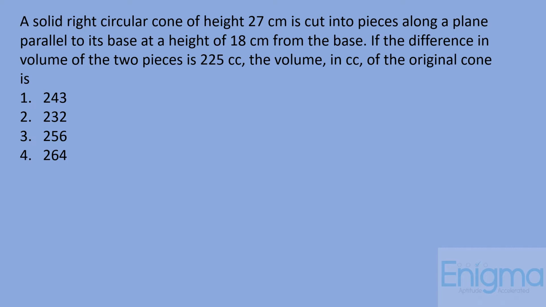A solid right circular cone of height 27 centimeters is cut into pieces along a plane parallel to its base at a height of 18 centimeters from the base. If the difference in volume of the two pieces is 225 cc, the volume in cc of the original cone is 243, 232, 256 or 264.